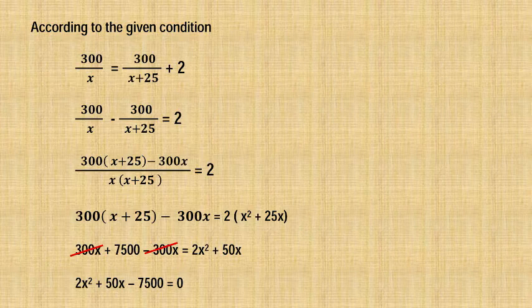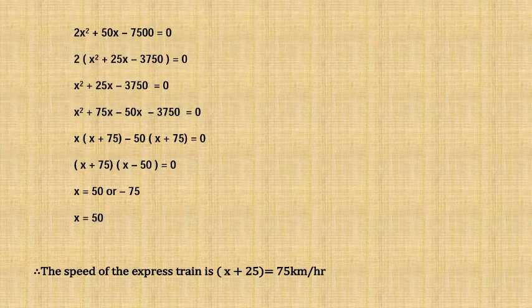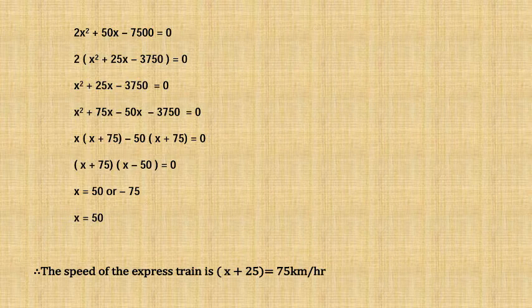Take out the LCM x into x plus 25. Simplify the numerator, then do the cross multiplication. You will get a quadratic equation of 2x square plus 50x minus 7500 is equal to 0. After factorizing the equation, value of x will be equal to 50 or minus 75. So neglect the negative value, therefore value of x will be equal to 50.